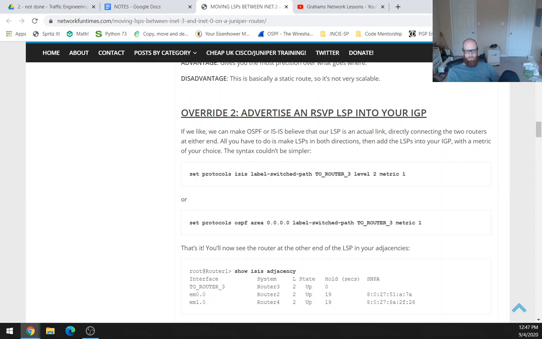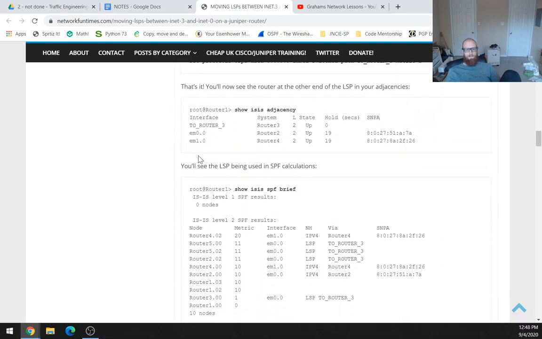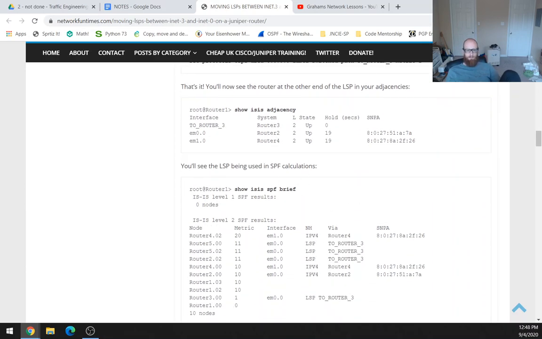Set protocols ISIS label-switched-path, the name of it, level 2 metric 1, or set protocols OSPF area 0 metric 1. You don't need the specified level because OSPF doesn't have levels, only ISIS does. That's it. Now you'll see the router at the other end of the LSP in your adjacencies. You'll see the LSP being used in SPF calculations.